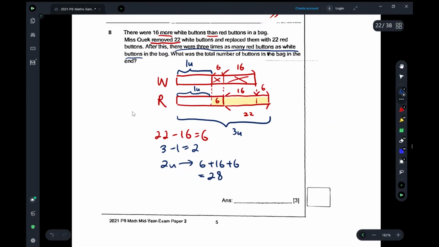Okay? What was the total number of buttons in the bag in the end? So in the end, there are actually a total of 4 units. 1 plus 3, 4. So since I know that 2 units equals 28, 4 units will be equal to 28 times 2. 56. Okay?